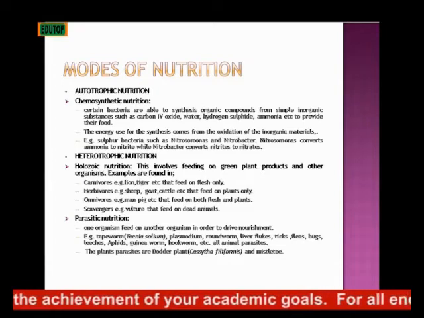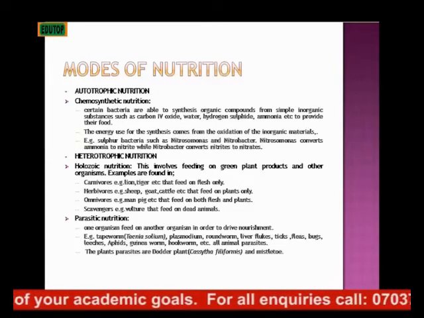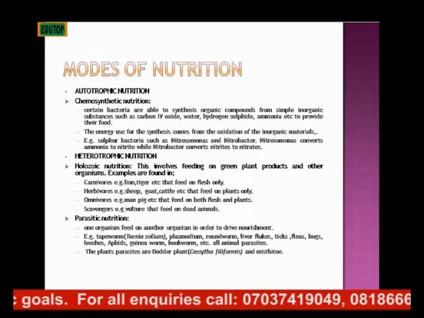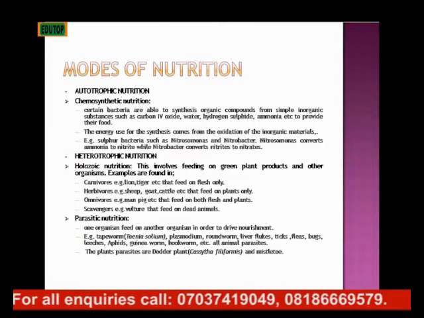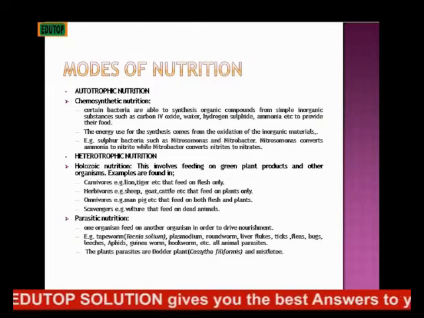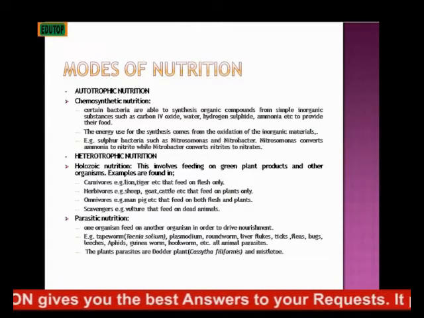Carnivores are flesh eaters, lion, tiger. Herbivores are plant eaters. We have sheep, goats, cattle. They feed only on plants. Then we have omnivores, that is, they feed both on plants and on flesh. Example, we have pig, we have man.